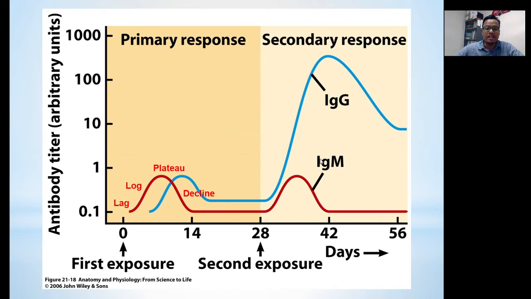But we know that IgM is in the form of a pentamer, so it works a bit differently. It is more pro-agglutination. IgG is the smallest antibody. They can go everywhere. So both of them work together, fighting the same pathogen or antigen.